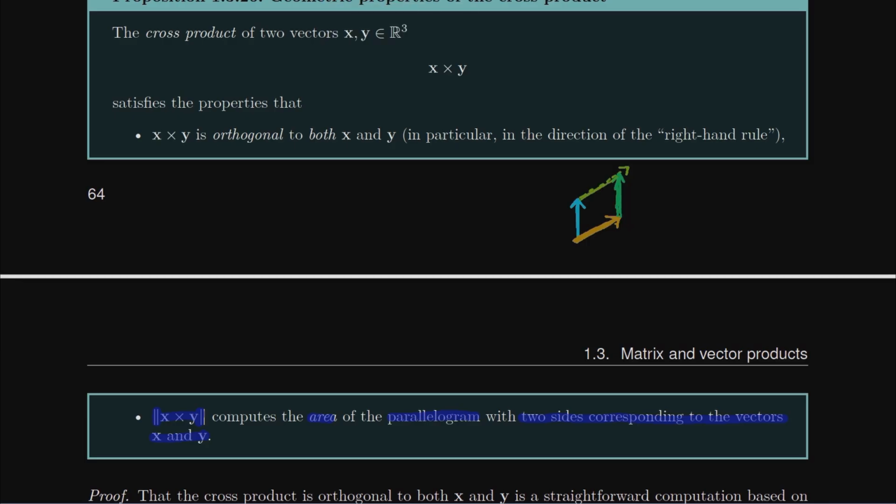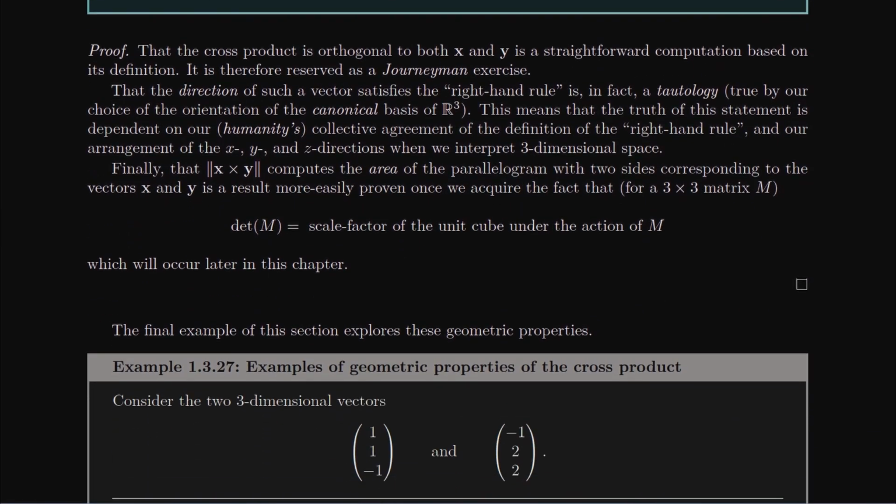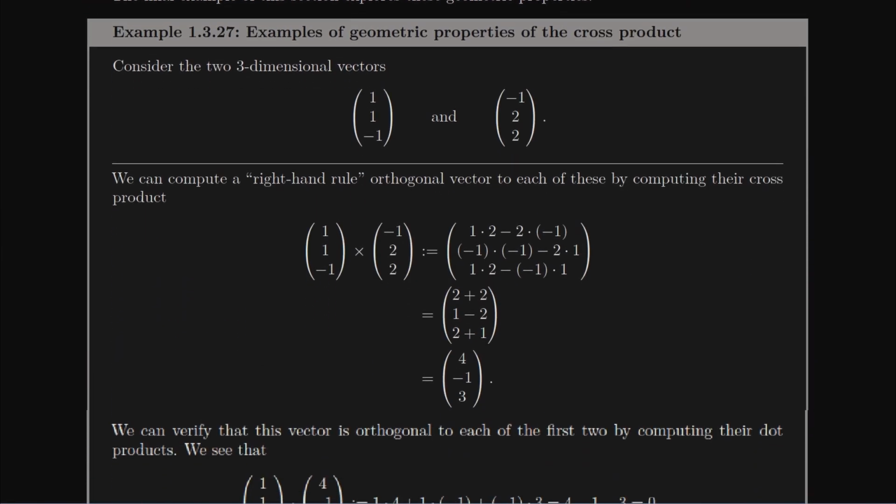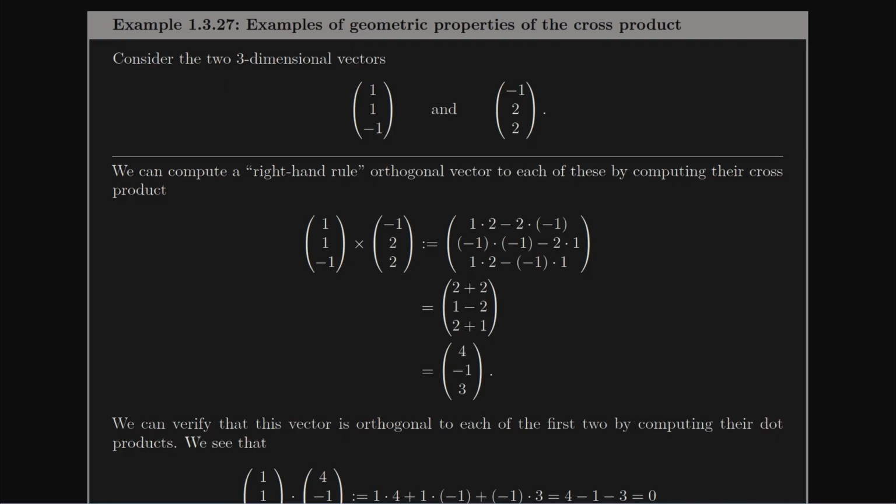If I decide to compute the area of this parallelogram, it turns out all I have to do is find the cross product of these two vectors. So I'm going to take the cross product of those two vectors, then a magnitude. If I take the cross product and the magnitude, I'll find the area of that parallelogram. So it's a kind of fascinating thing that we get out of this slightly strange definition of a cross product. So now I'm going to provide examples of the geometric properties of a cross product.